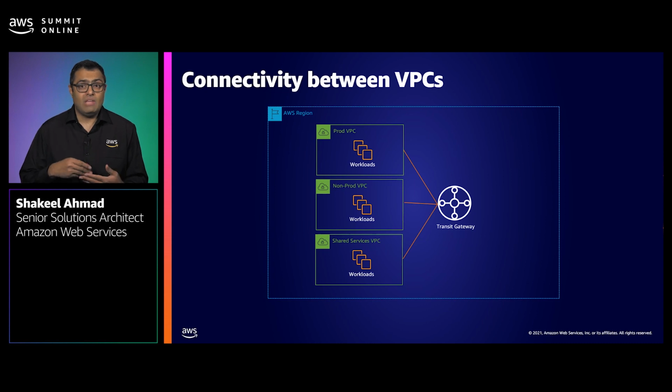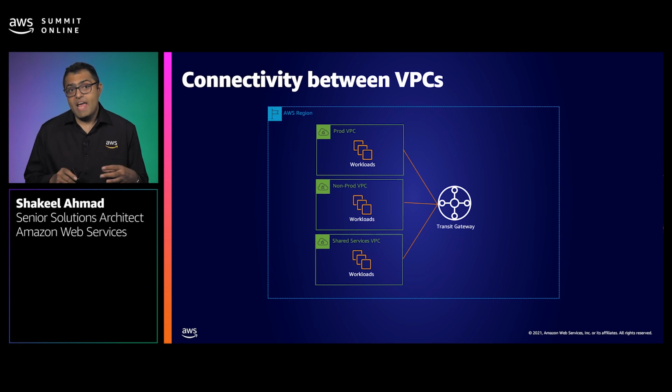You can scale it up to thousands of VPCs, right? While Transit Gateway allows you to segment your network by creating multiple route tables, which is very similar to VRF, or virtual routing and forwarding, in traditional networks.